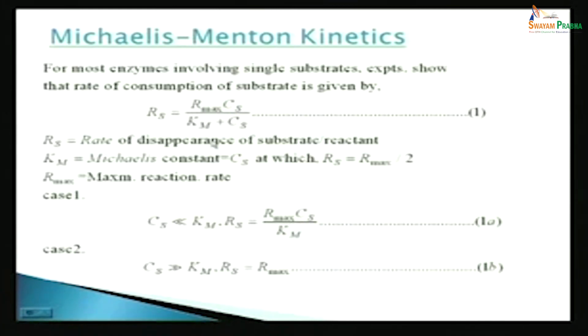Now, at very large values of Cs, Cs is much larger than Km. As a result, Km goes away from the denominator, Cs stays in the denominator, and Rs is Rmax Cs over Cs. So Cs cancels out, and you have Rs equals Rmax. So this turns out to be a zeroth order reaction.